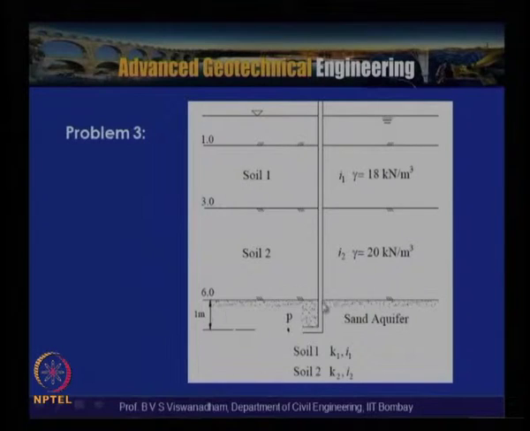You have a sand aquifer which has an artesian pressure, and this level is 1 meter, this is 0. Soil 1 has a 2 meter thickness, soil 2 has a 3 meter thickness, and point P is 1 meter below the bottom of soil 2. Here you have hydraulic gradients i1, i2, gamma 18 kilonewton per meter cube, gamma 20 kilonewton per meter cube. Soil 1 has permeability K1 and i1, soil 2 has permeability K2 and i2.